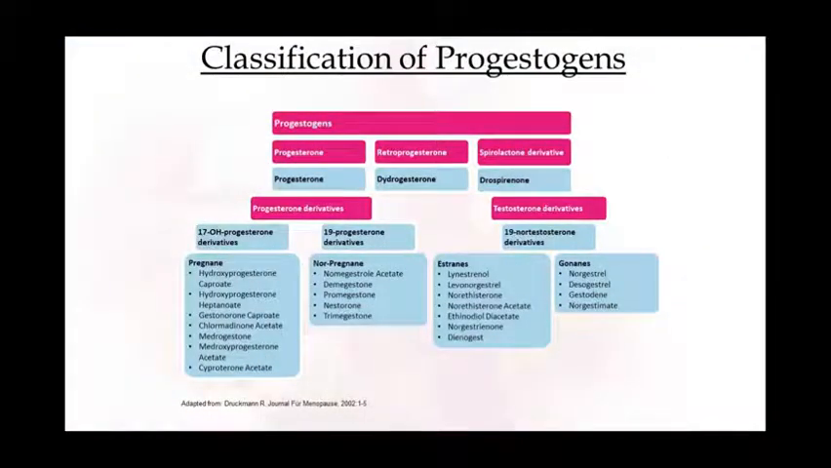This is the family tree of the progestogens, and they are divided between the progesterone, the retroprogesterone, and the spironolactone derivative. To the progesterone, this is the 17 and the 19 derivatives. We know from them the classic MPA and hydroxyprogesterone caproate, as well as cyproterone. 19 progesterone derivatives are the older generations in the OCPs.